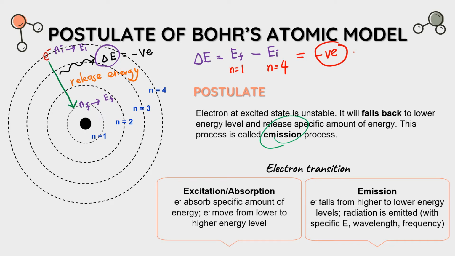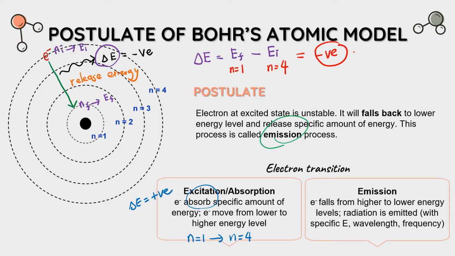Both excitation or absorption and emission processes involve electron transition. Okay, pergerakan elektron, electronic transition. For excitation, the electronic transition occurs when the electron moves from low energy level to high energy level, for example, from N1 to N4. So during this transition, electron will absorb a certain amount of energy and the delta E value will be positive.